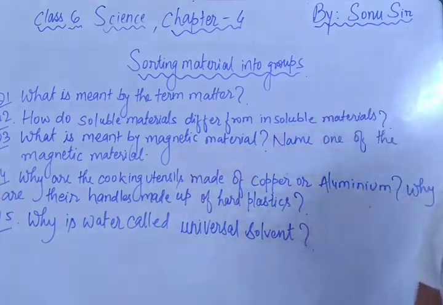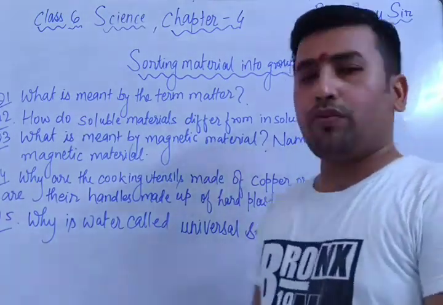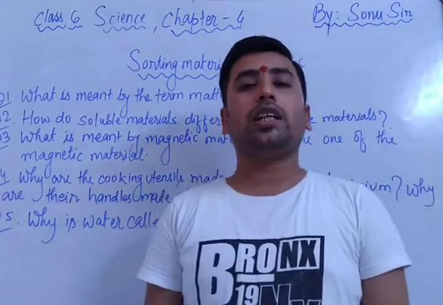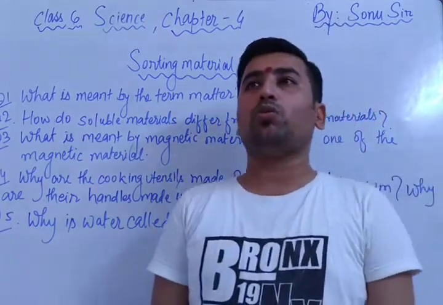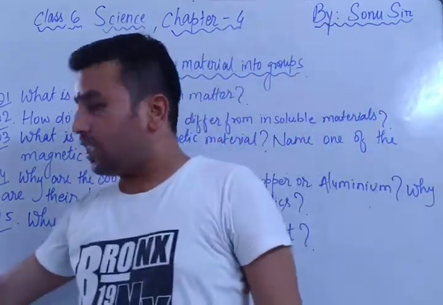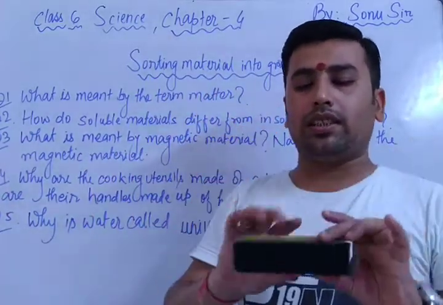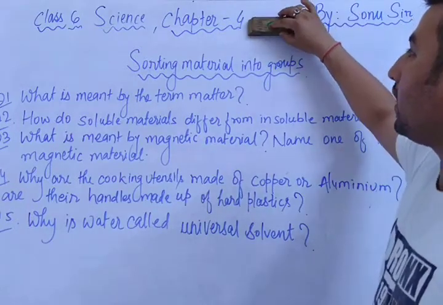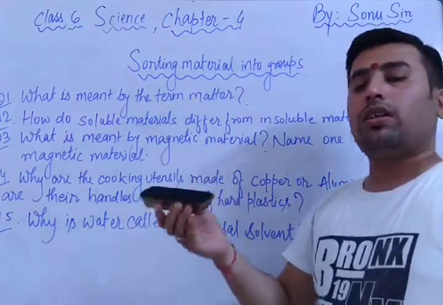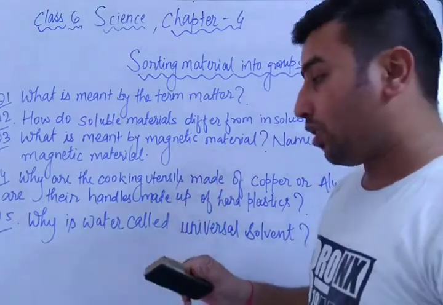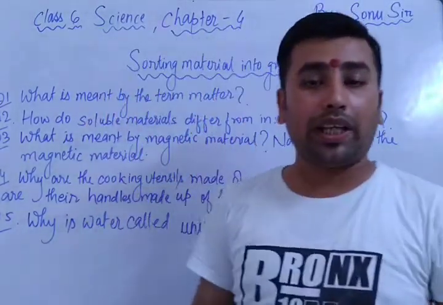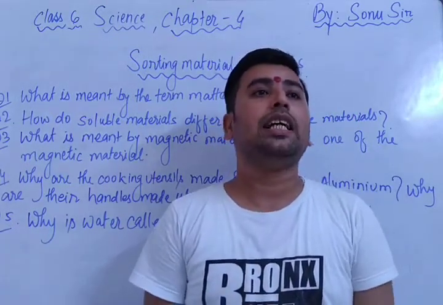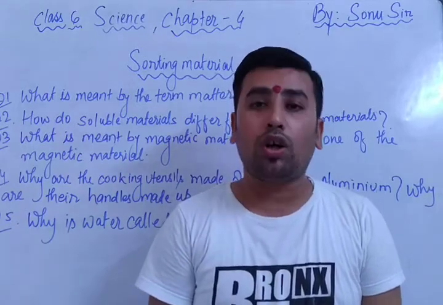So the first question is, what is meant by the term matter? All of you know what matter is. Anything which occupies space and has some mass. What does that mean? Just suppose this is a duster. This duster occupies space. If I keep the duster here, it will occupy this much space. If I measure it with a weighing balance, it will have some weight also. So anything which occupies space, has some mass, or can be judged by our sense organs, is called matter.